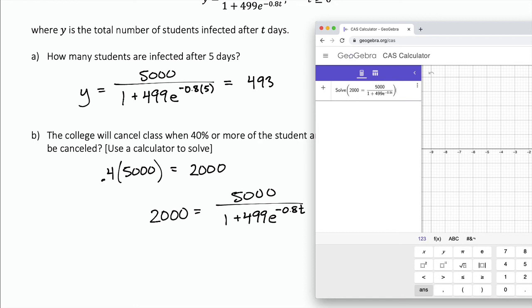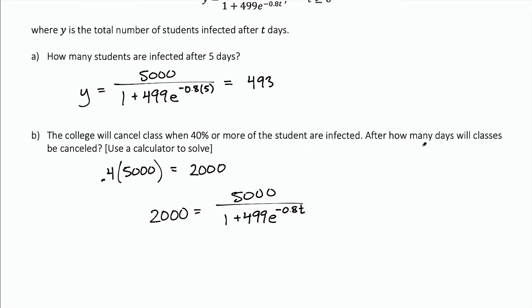Now, if you just hit solve here, sometimes it'll work out for you, and that's really nice because there's just one variable to solve for. But you'll notice it gives this crazy formula, and that's not super useful to us. But if you click this little approximate sign here, that'll give us a value. So t is about 7.26, and that means that after about 7.25 days, classes will be canceled. So t is about 7.26 days. After about a week, classes will be canceled because of this virus.